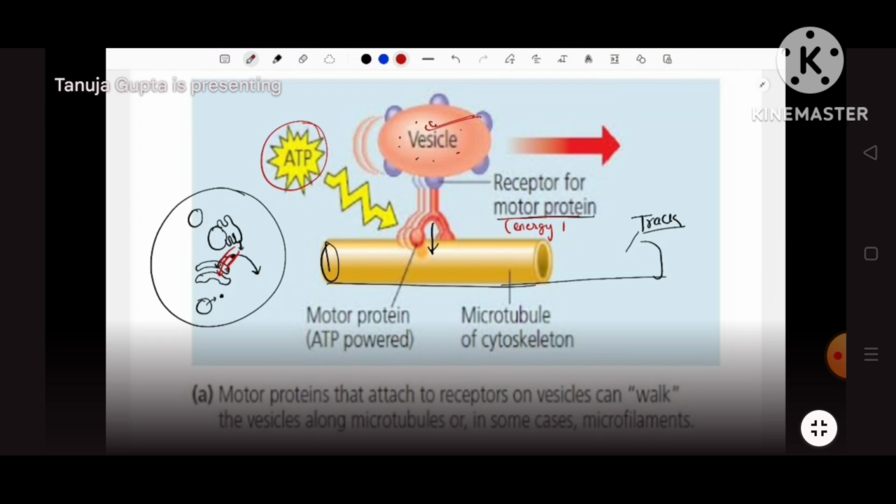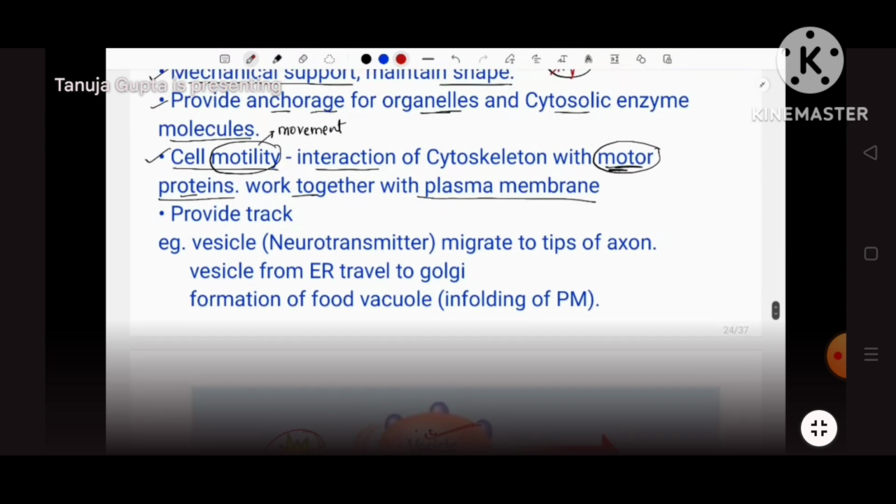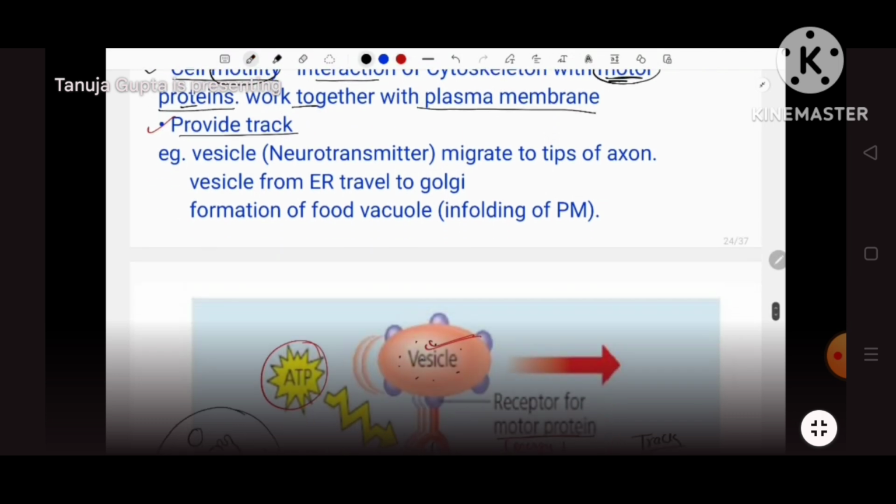So did you get it? What exactly is the cytoskeleton providing? Yeah, it is providing a track, on which the things or molecules can move from one place to another. Okay, now the next point is this one only, it provides the track. So what are the examples?